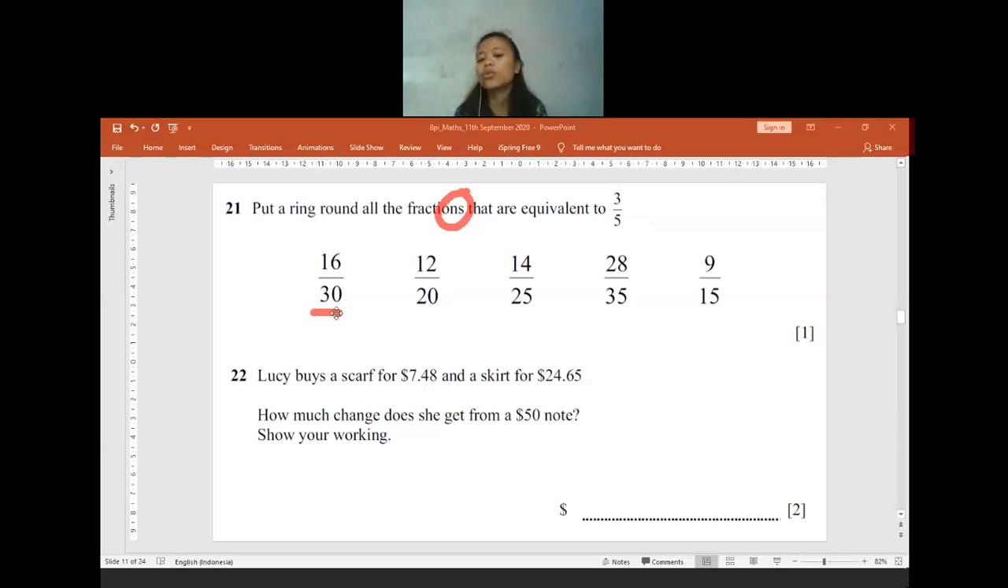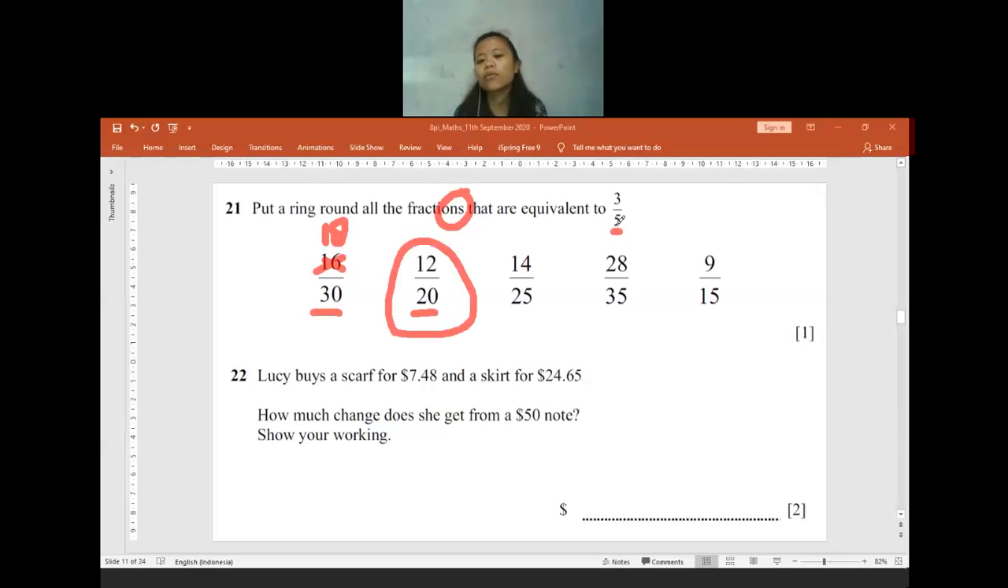Maybe you check the denominator. From 5 into 30, you need to multiply by 6. So the 3, I need to multiply by 6. 3 times 6, the answer is 18, not 16. So the first fraction is wrong. You can move to the next fraction. This is 20. From 5 into 20, we need to multiply by 4. The numerator, we multiply by 4 also. Oh yes, it is correct, 12.